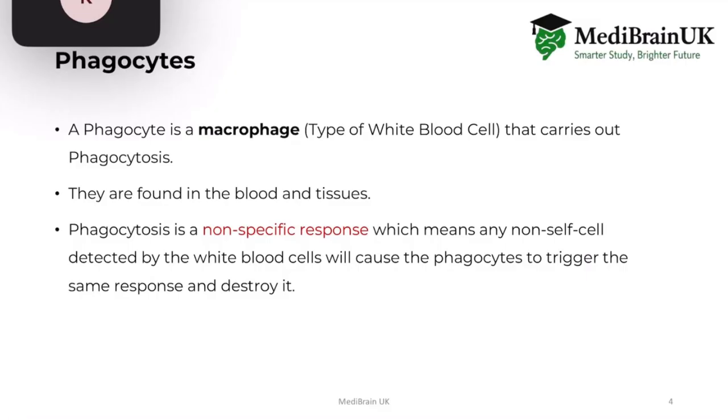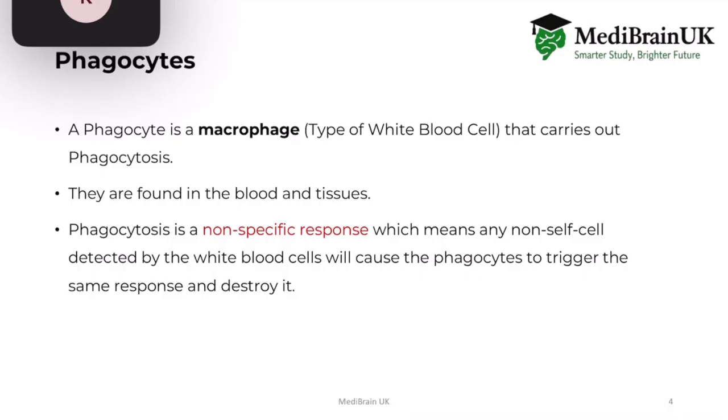So again, phagocytosis is part of your non-specific response. Any non-self cell which is detected by the white blood cells will trigger the same response. Even if it's helpful or if it's not helpful, if it's a non-self cell and it doesn't belong in your body, or it's something foreign that the body doesn't recognize, it will trigger the same response and it will go and destroy it.